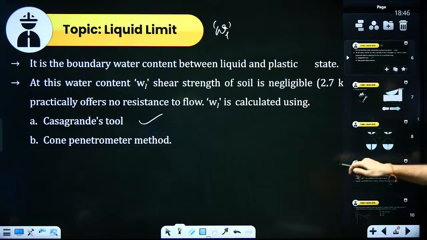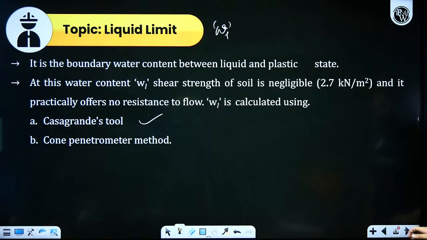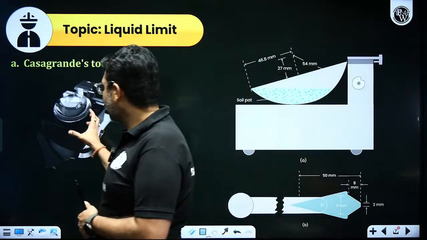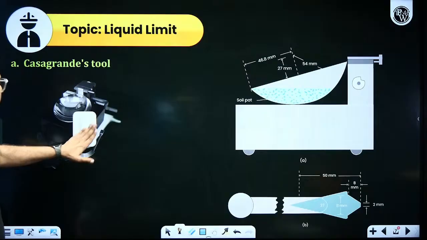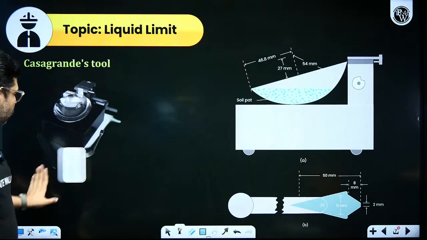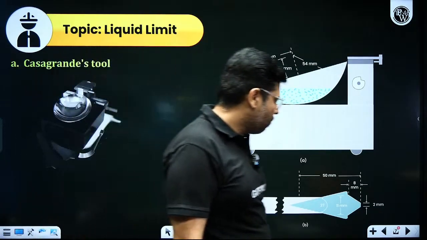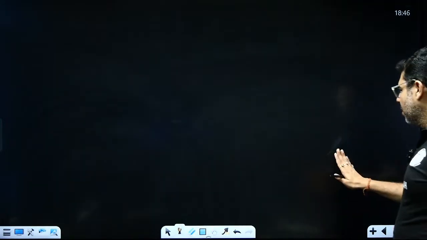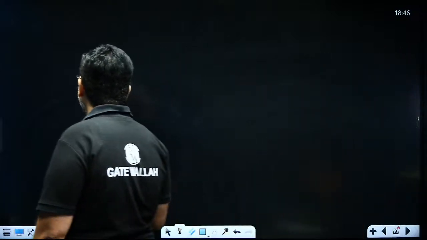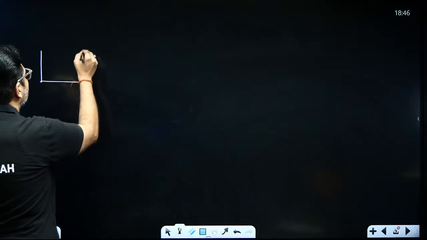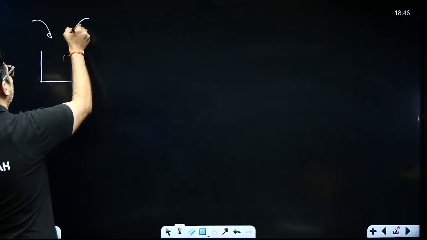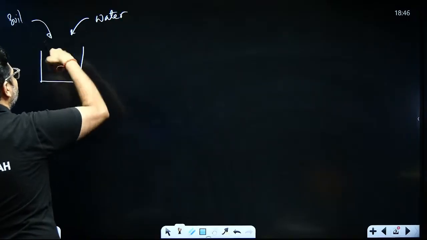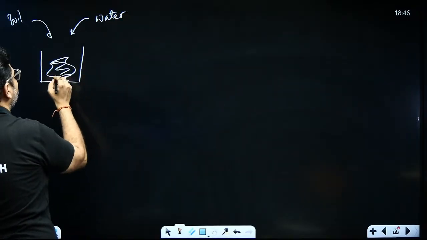This Casagrande's experiment you might have done in the lab as well. So this is the Casagrande's tool. We have a Casagrande's bowl here. So what do we do here? Let us see what is the experiment that we will do here. Very simple experiment. You will take the Casagrande's bowl. First you will make the soil paste. You will add soil, you will add water, and mix soil and water and make a soil paste.